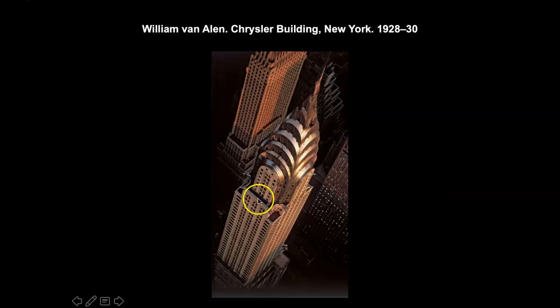So we've got these wonderful arches here at the top of the building. We have this stainless steel crown. We have gargoyles on the corners of the buildings. The gargoyles look like the head mounts for the 1929 Chryslers.